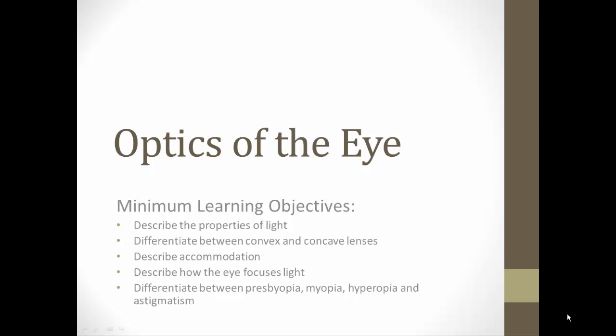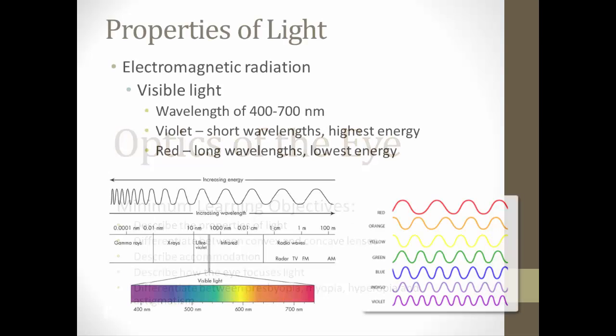In this video lecture, we're going to look at the optics of the eye, or how the light gets focused on the retina. To do this, we're going to first look at the properties of light and differentiate between convex and concave lenses. And then we'll describe how the eye focuses light on the retina using a methodology called accommodation. And then we'll look at the different disorders such as presbyopia, myopia, hyperopia, and astigmatisms.